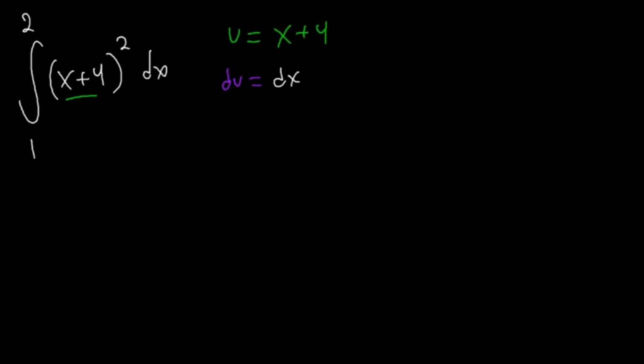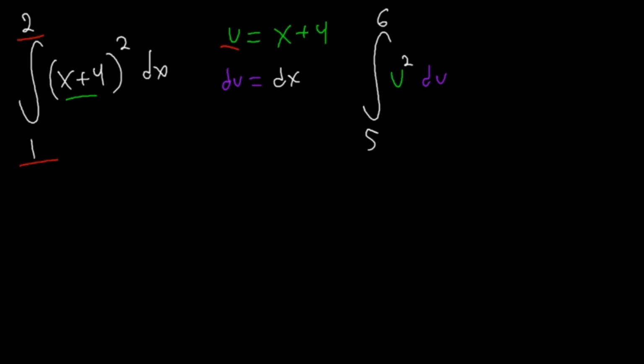Now we must rewrite this integral in terms of u. It is important to remember that we must also write the limits of integration in terms of u as well. So we will plug those limits of integration into x for our new equation u. We will now have the integral from 5 to 6 of u squared du.